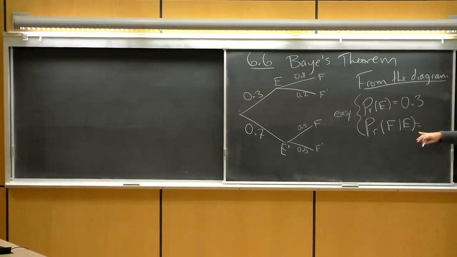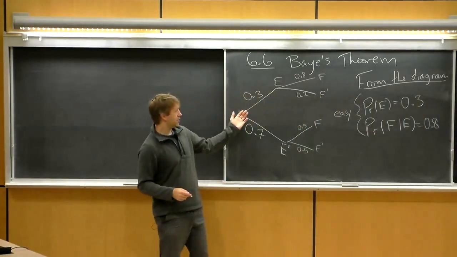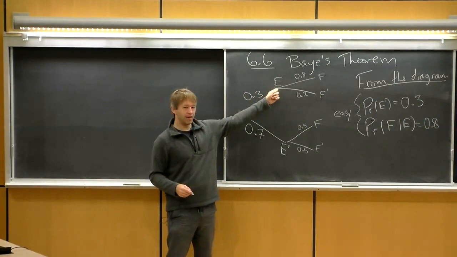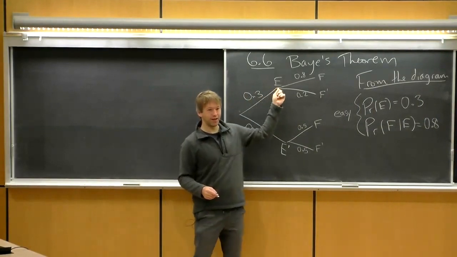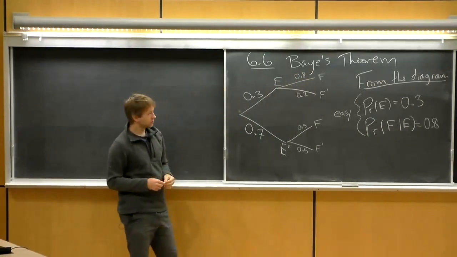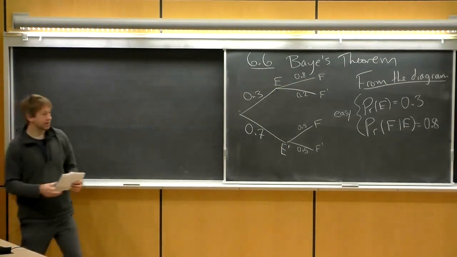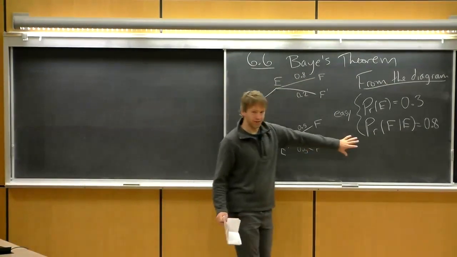So can anyone tell me what the probability of F given E is from the diagram? Yeah, exactly. The idea is, again, you assume E already happened, and you say, if E has already occurred, what's the probability of F? And it's this branch of the tree. So this is supposed to be easy information you can get from the tree.